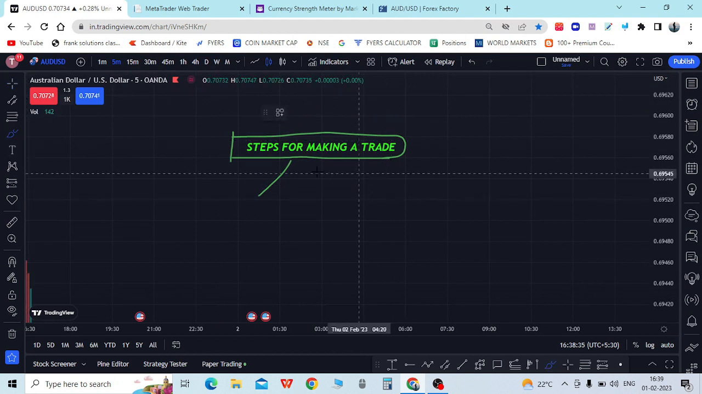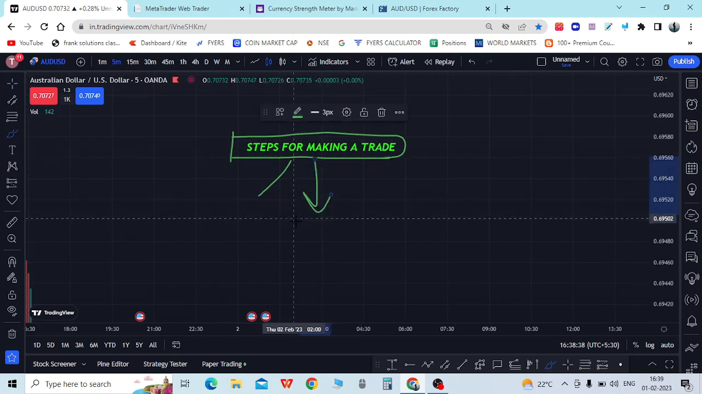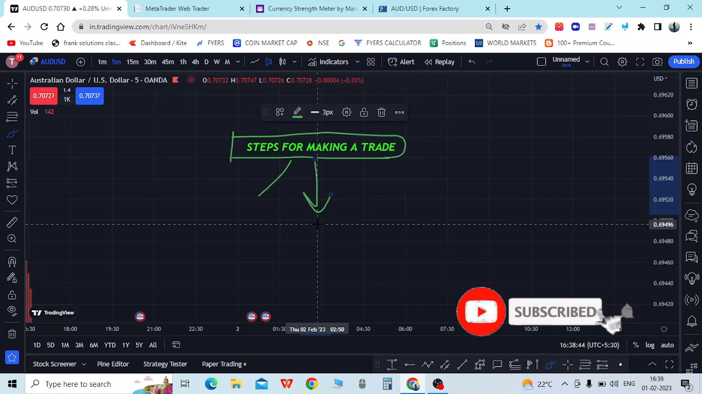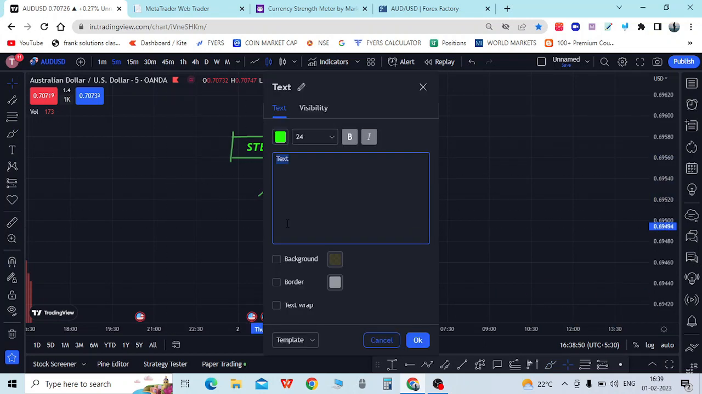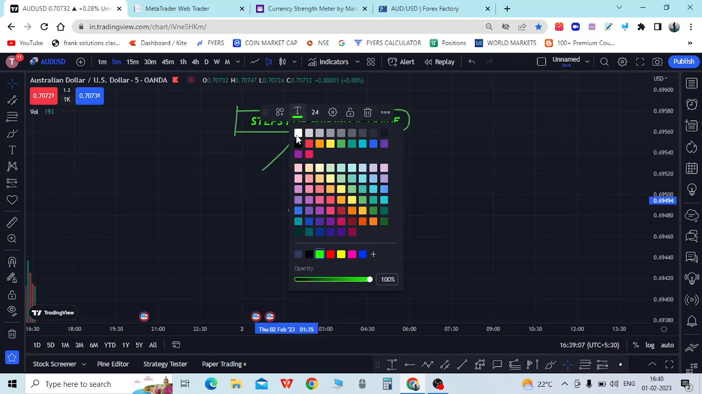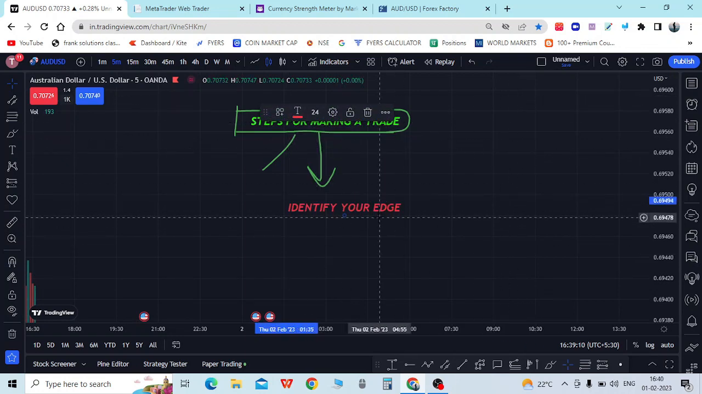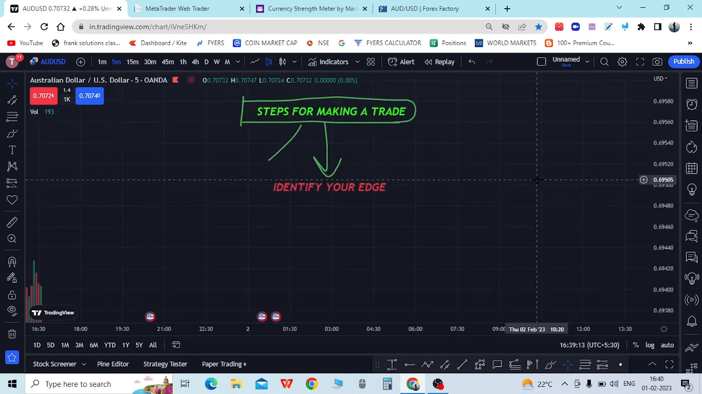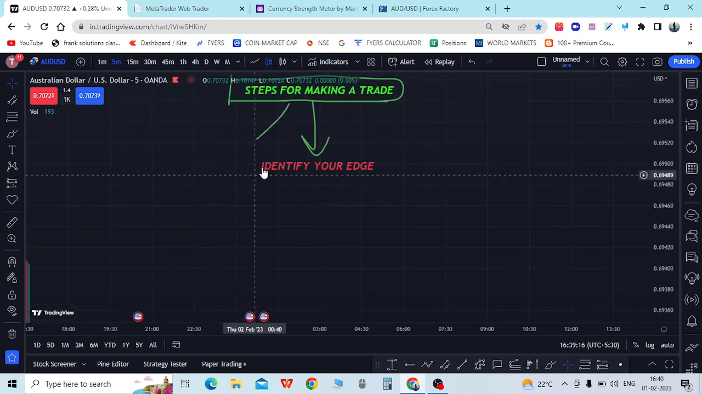So the first step to make a trade is: what is your edge? Means what is your setup, what is your edge? So you need to identify your edge. Number first is identify your edge. I will be writing it down so you can note it if you want to make notes. Some people have an edge of just shorting and buying on resistances and supports. It is basically called support and resistance trading. There are various edges, you can take them from my channel, and there are other channels also that will give you an edge and you can trade on that edge, or you can make your own edge. So number first is identify your edge.